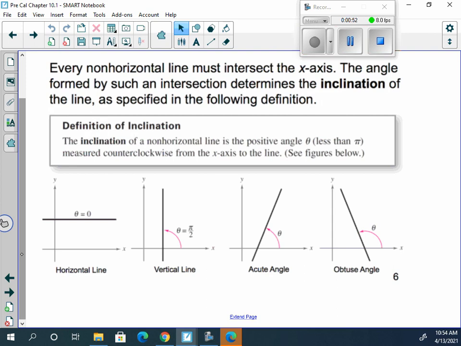So a horizontal line is going to have an angle of 0. It does not have any slope. It does not have any inclination. Now, if it's a vertical line, it's going straight up. It's going to be 90 degrees or pi over 2.